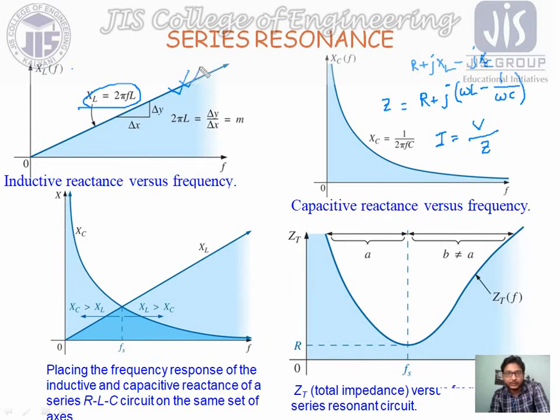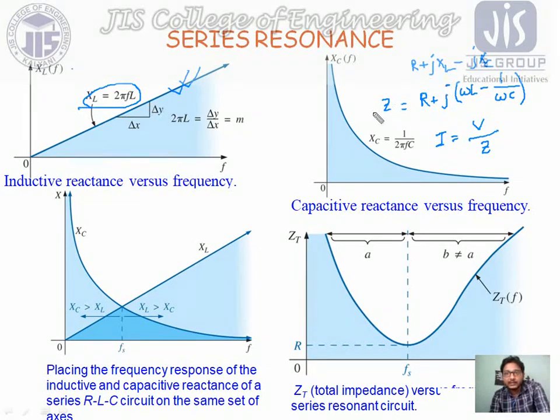So it will provide us a straight line, because 2 pi and L are constants, we are not changing the value of L, so it will be a straight line. So if we increase the frequency, then our inductive reactance will also increase.